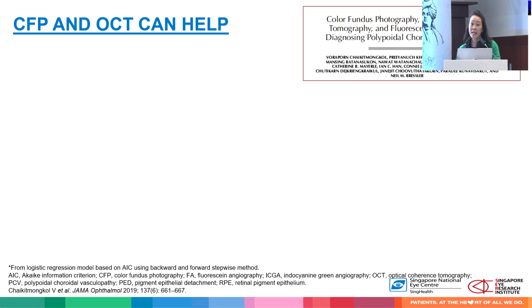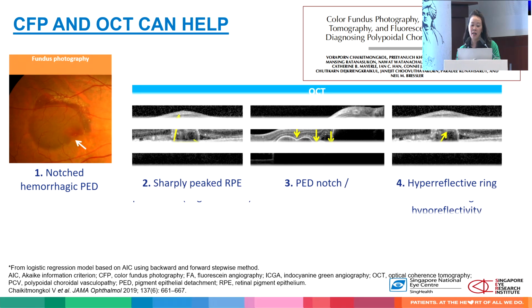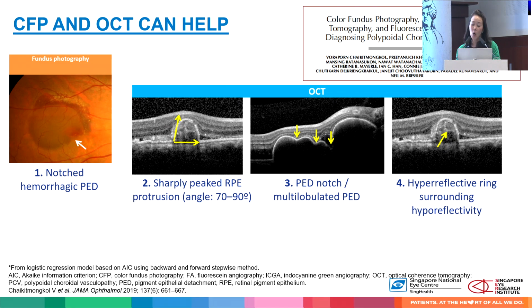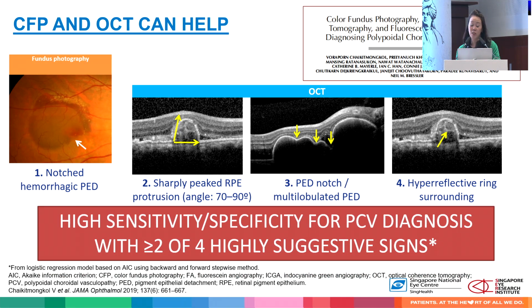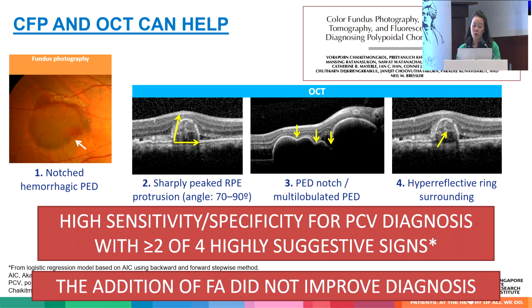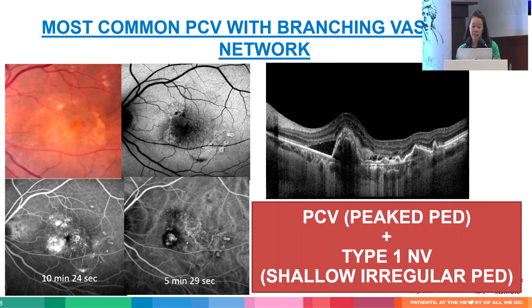So when you combine modalities, you can even get more sensitivity. A combination of color fundus photo and OCT can also help the diagnosis. And in this paper by one of our colleagues, Vorapon, she has shown that there's high sensitivity for PCV diagnosis when you combine both color fundus photos as well as OCT. And the addition of FFA did not help the diagnosis of PCV.